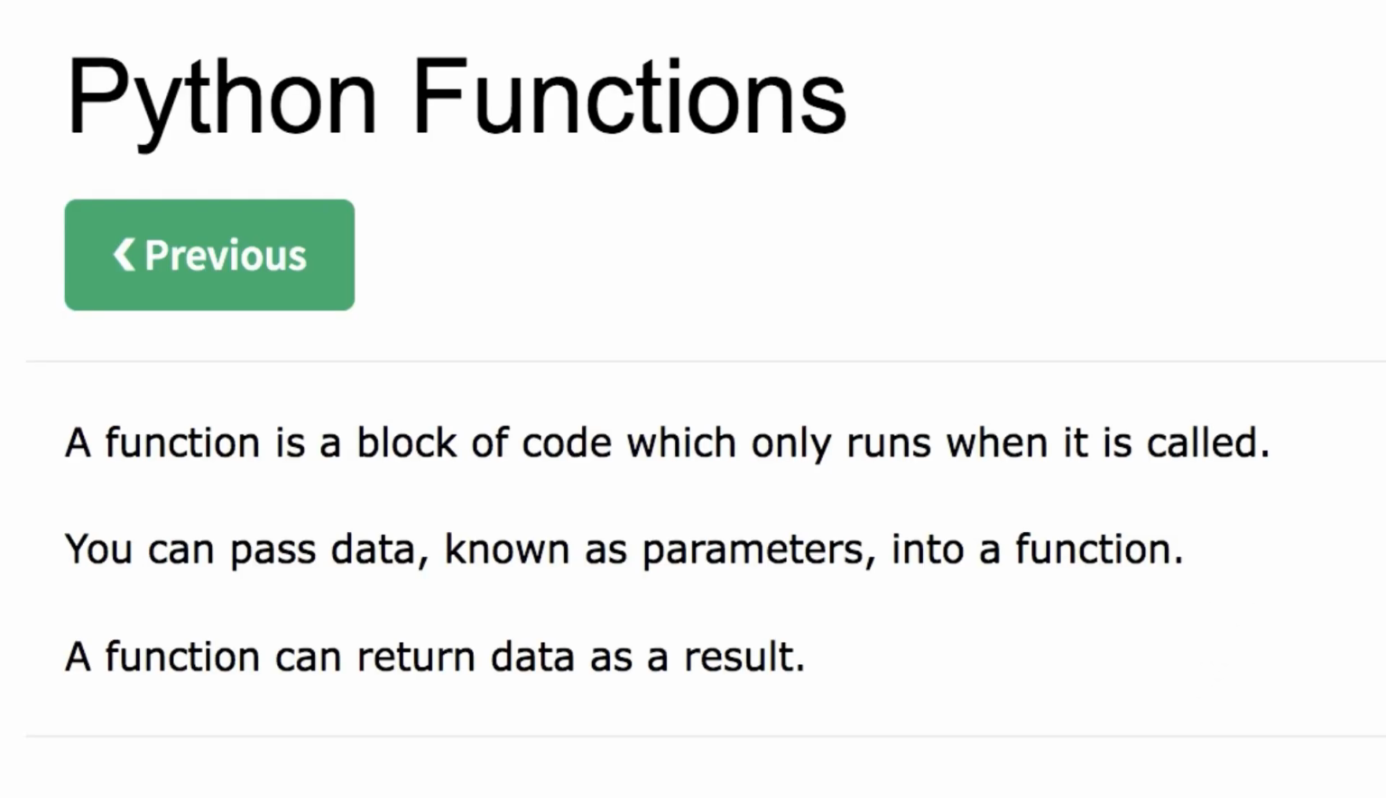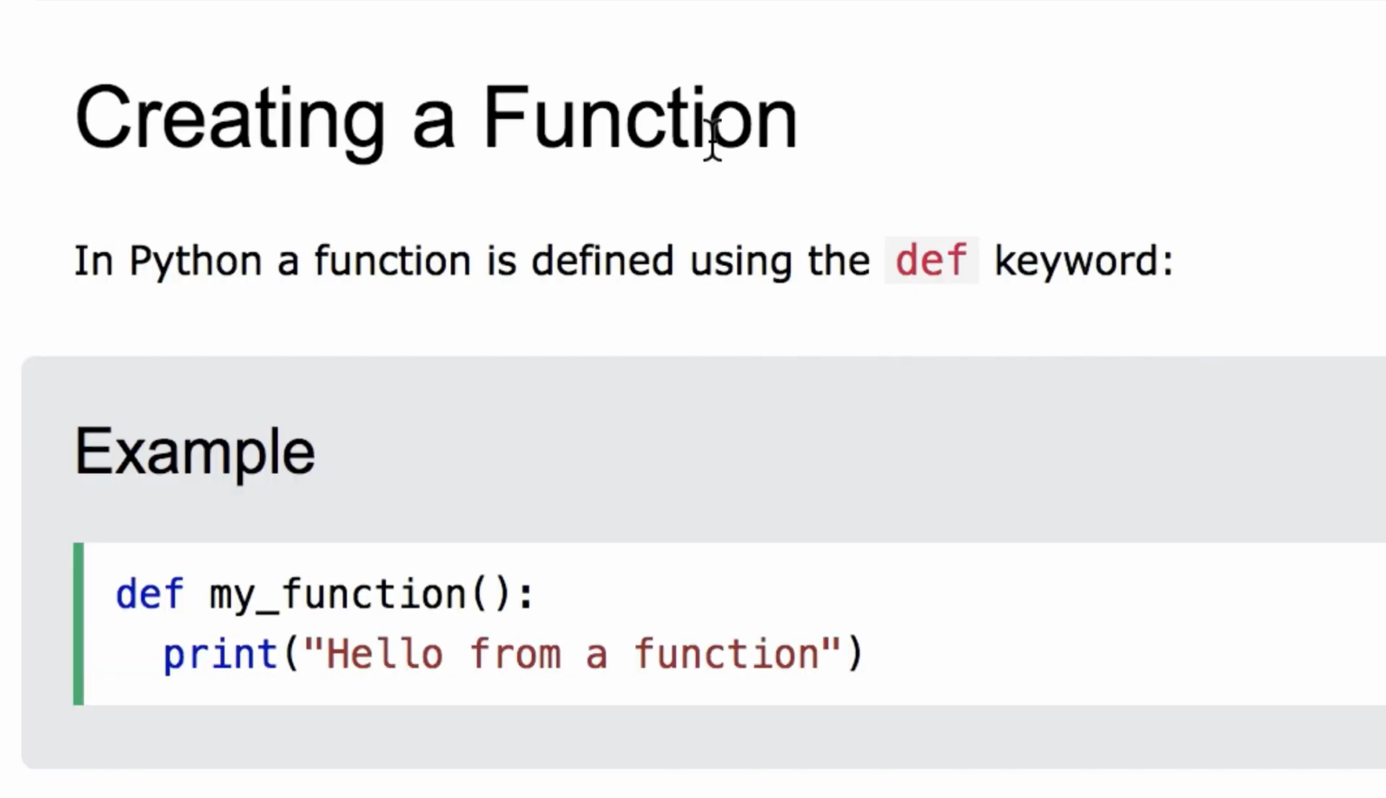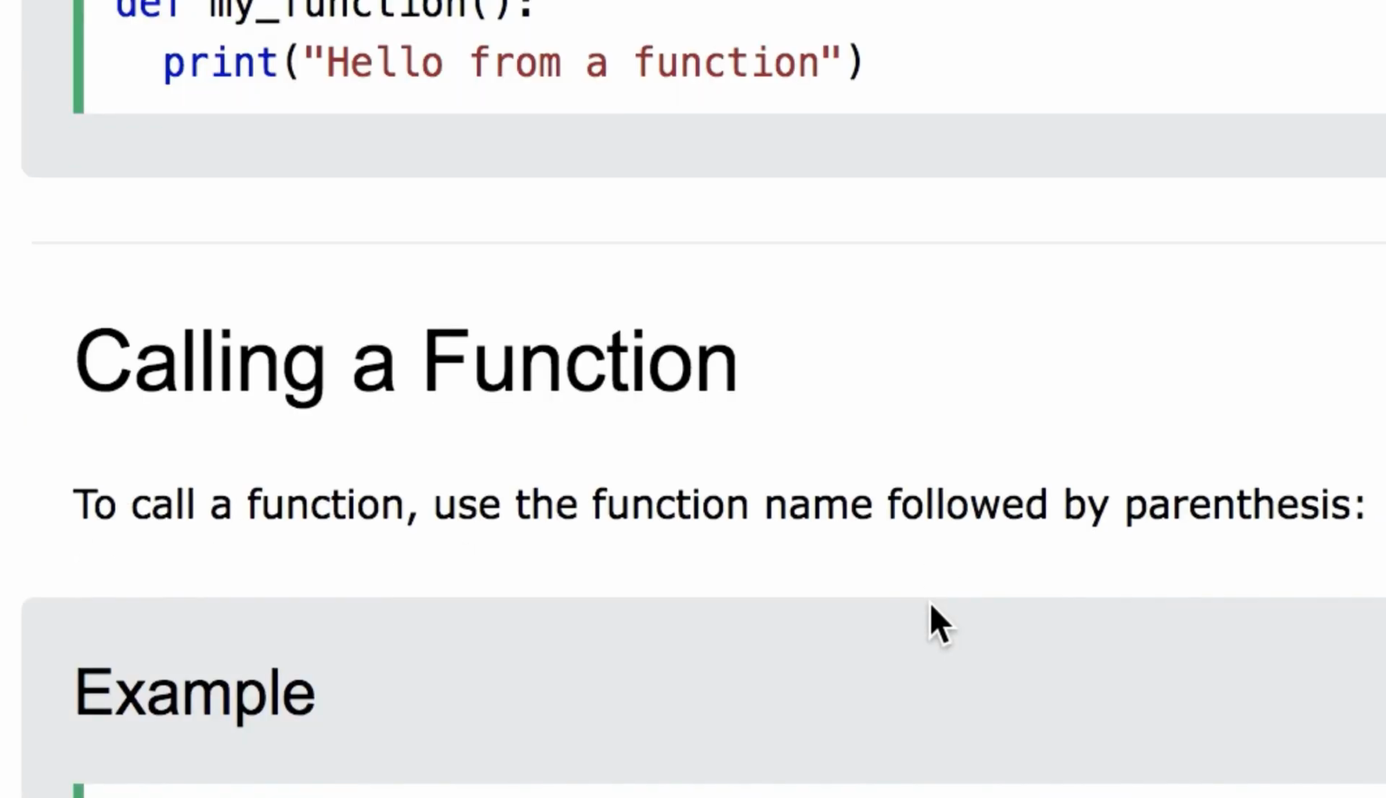Now let's move on to Python functions. A function is a block of code which only runs when it's called. You can pass data, known as parameters, into a function. A function can return data as a result. Creating a function: in Python, functions are defined using the def keyword.